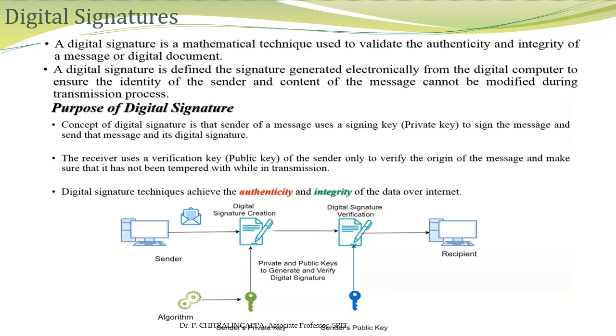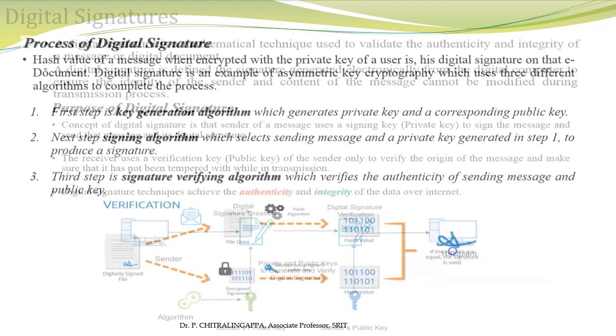The next one is the digital signature. A digital signature is a mathematical technique used to validate the authenticity and integrity of a message or digital content. For what purpose are you using the digital signature? A digital signature is a signature generated electronically by a digital computer to ensure the identity of the sender and that the content of the message cannot be modified during transmission. The purpose of digital signature is authentication as well as integrity.